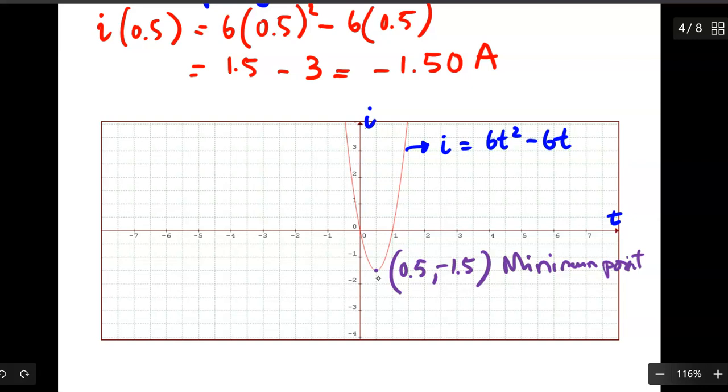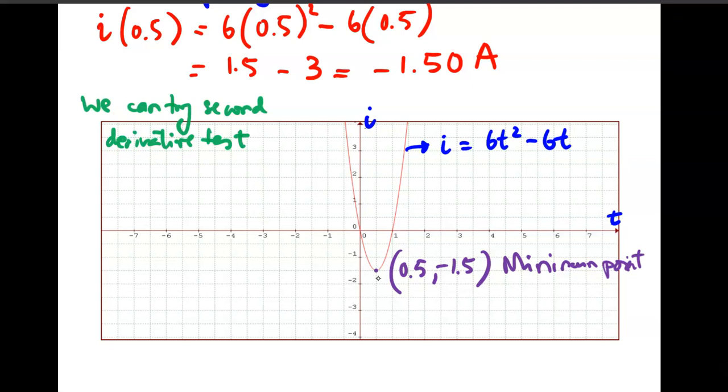So you probably ask me, what about the derivative test? Can we try the second derivative test? Yes, we definitely can. We can try the second derivative test to see if this one is proven to be a minimum point.